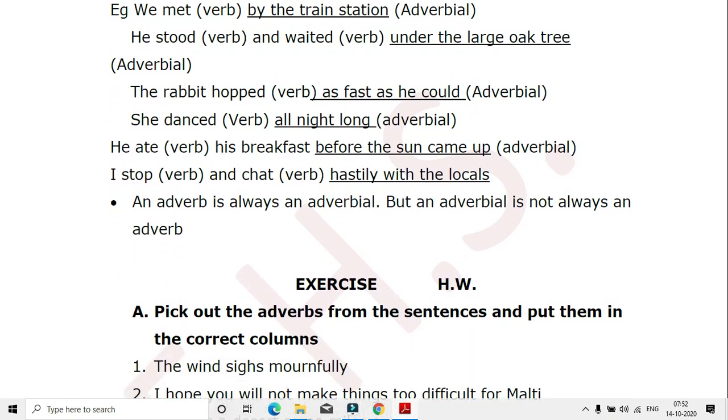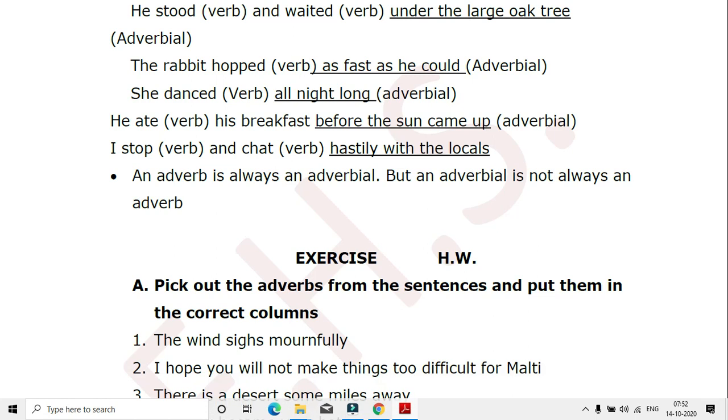She danced. Dancing is the action she did. When did she dance? All night long. So it's telling you how long she danced. He ate his breakfast. What is telling you about the action he ate? When he ate: before the sun came up. So the whole thing, before the sun came up, is an adverbial.